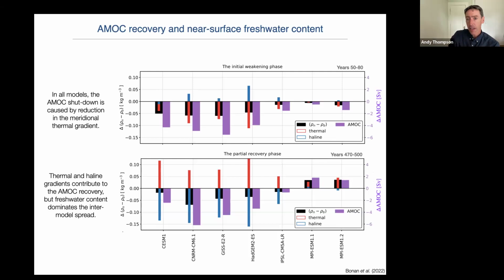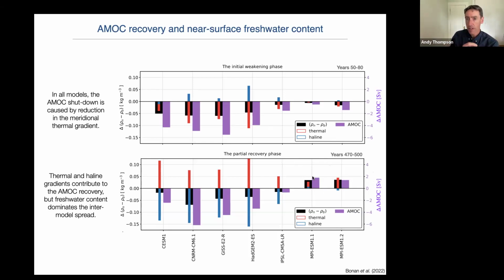If we then look at a period that goes from roughly years 470 to 500, what we call a partial recovery phase, we see a very different picture. First of all, we see a slightly different range of AMOC changes. Again, these are compared to the initial strength of the AMOC. So we have a range of models where the AMOC still remains weak. We have others where the AMOC has already started to recover from its initial state. You can see that those changes correlate very strongly with the density difference, which is in black. It's what we expect based on our thermal wind relationship.